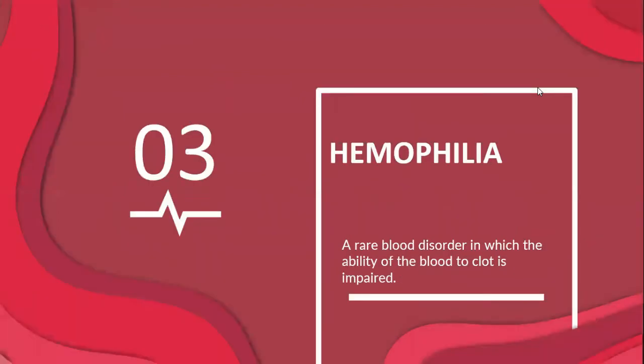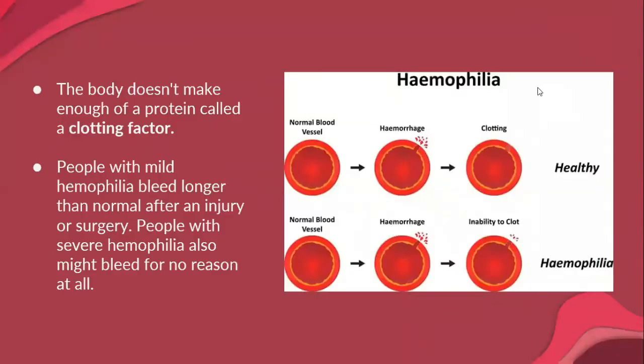So last is hemophilia. It is a rare blood disorder in which the ability of the blood to clot is impaired. So the body doesn't make enough protein called a clotting factor. So there would be mild and severe. For mild, there would only be longer bleeding than normal after an injury or surgery. But for people with severe hemophilia, they might bleed for no reason at all.